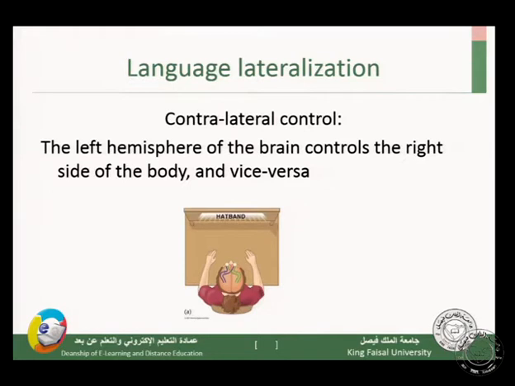Some people have a problem in movement. Some people have a problem with moving, for example, their left hand and their left leg. Probably this is because they have a problem in the right side. And vice versa. So the left hemisphere of the brain controls the right side of the body and vice versa. So how is this related to our language ability?